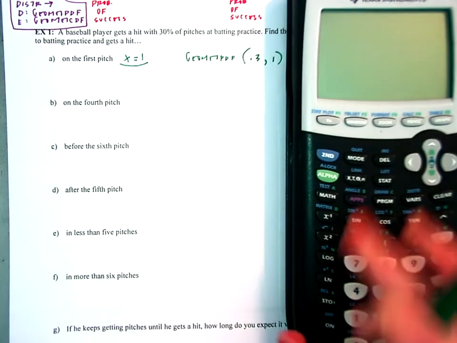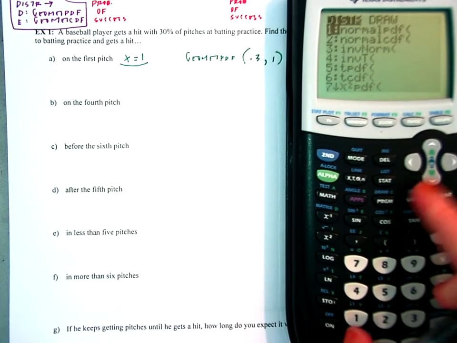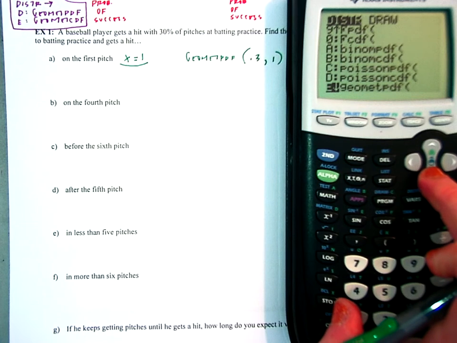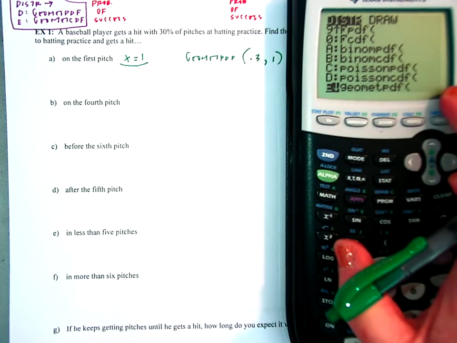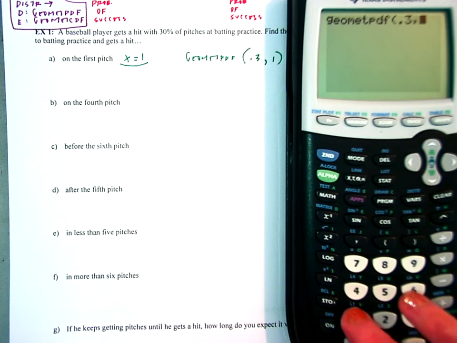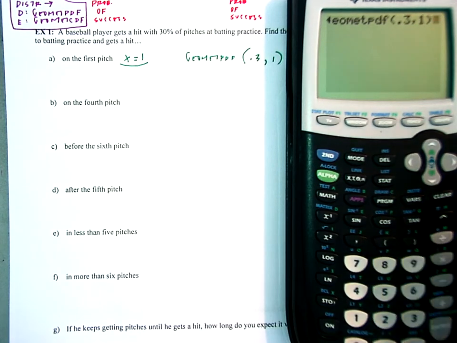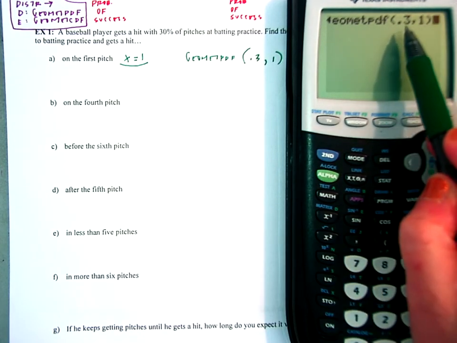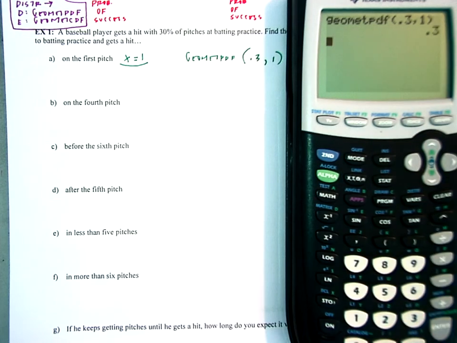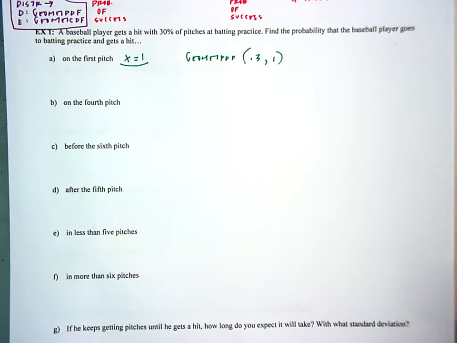So here we go. I'm looking at second vars. I'm going all the way down to my geometric, see, here my GeoMet PDF right there. And then I'm saying 0.3, 1. So here is my probability of success, right? 30% of the time we get a hit, and we want to get a hit on that very first try. So I can hit enter, and it gives me that 0.3, which I already expected.